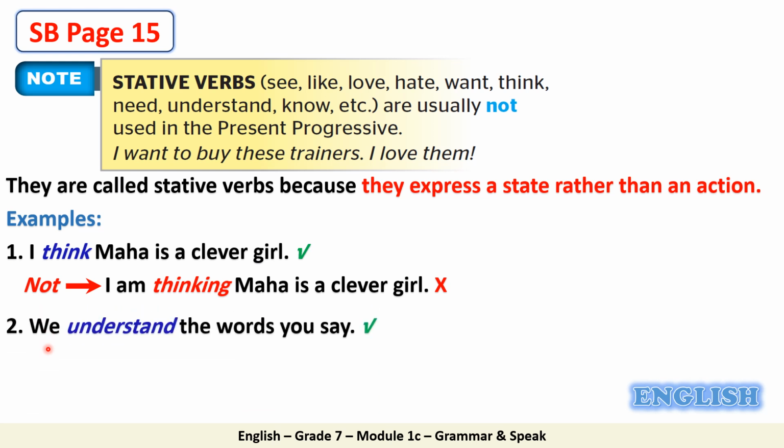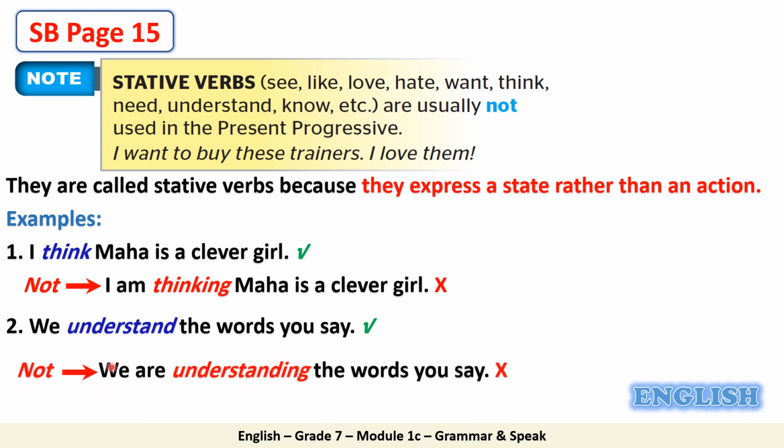Another example. We understand the words you say. This sentence is correct. But not we are understanding the words you say, because the verb understand cannot be used in the present progressive. Why? Again, it is one of the stative verbs. So again, stative verbs cannot be used in the present progressive.